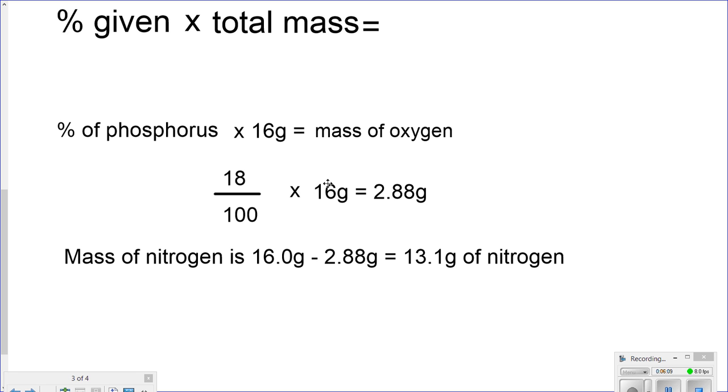So this last sample, we were working on finding the mass based on the percent given. I hope this helps you out.